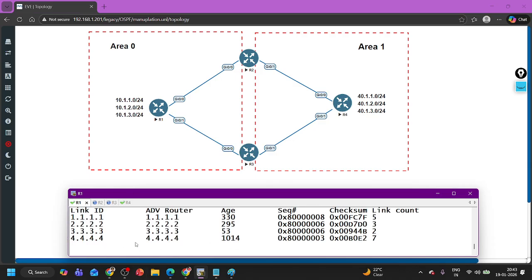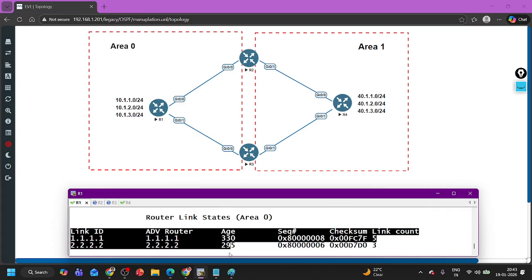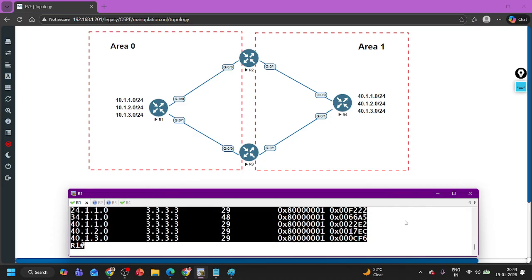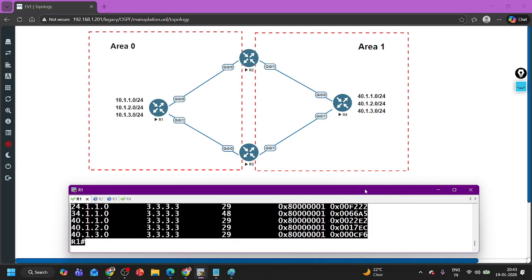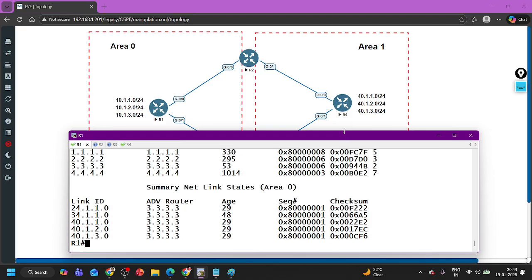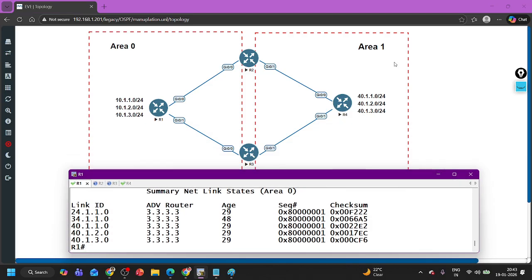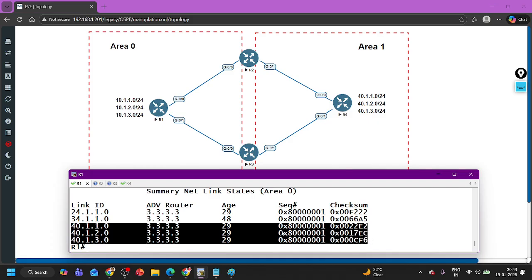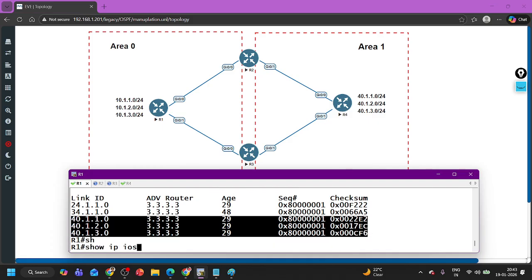Here you can see we have some router LSA and some summary LSA. How many summary LSAs are there? That depends on the number of prefixes in area 1, right? Both the ABRs, router 3 and router 4, are going to generate LSA 3. Here you can see I am only receiving this 40 subnet from 3.3.3.3.